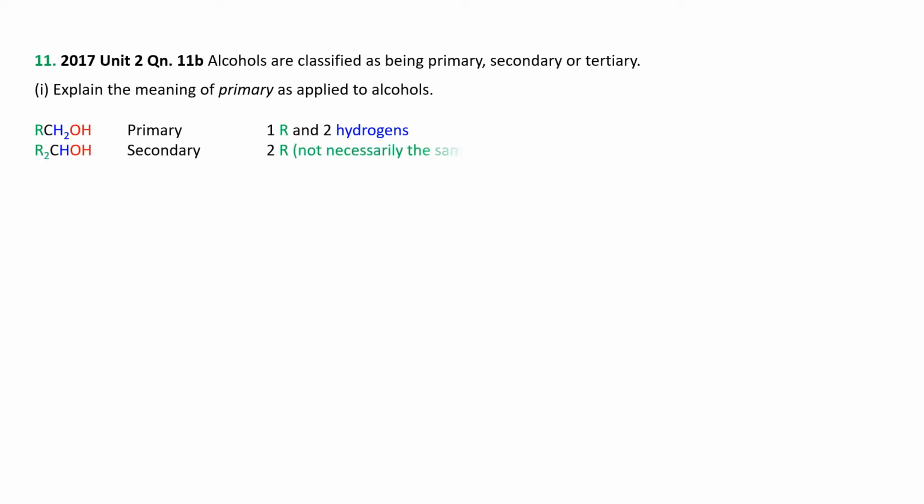Secondary, of course, you have 2 R groups, which I drew here in this formula as just R2, but they're not necessarily the same, and 1 hydrogen. And then a tertiary, you have no hydrogens on there, which of course significantly affects the reactivity of the alcohol group, and 3 R's that again don't have to be the same. So for an alcohol, you've got to have the OH, and then primary, secondary, tertiary tells you whether you have 1, 2, or 3 R groups.